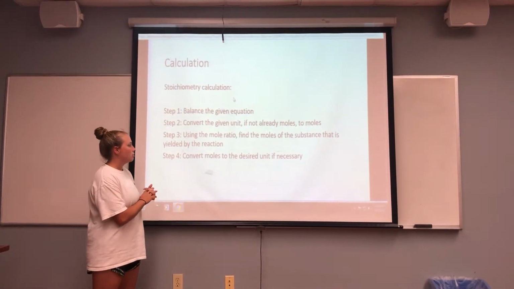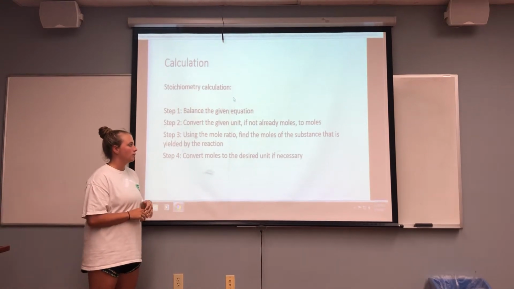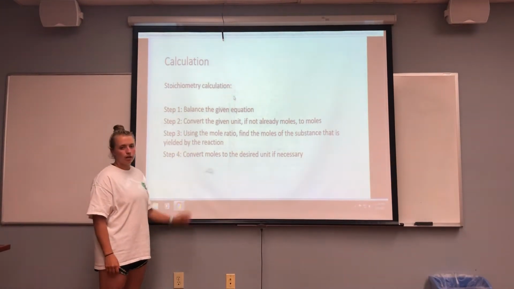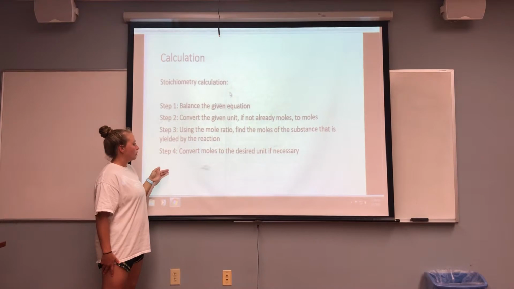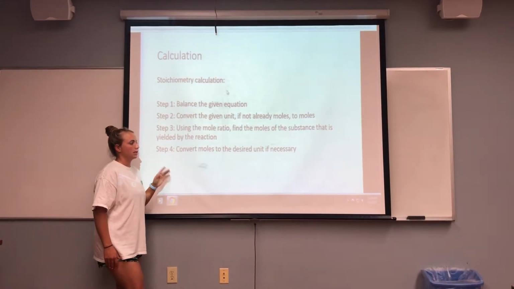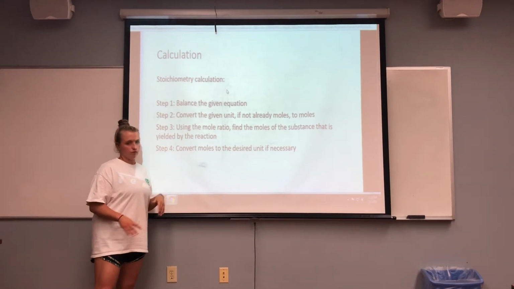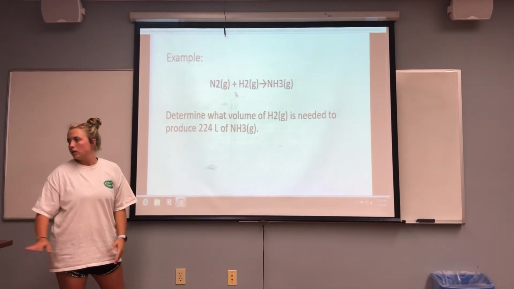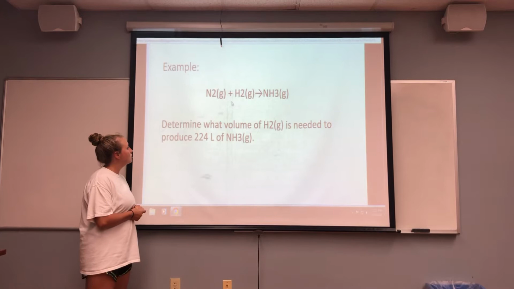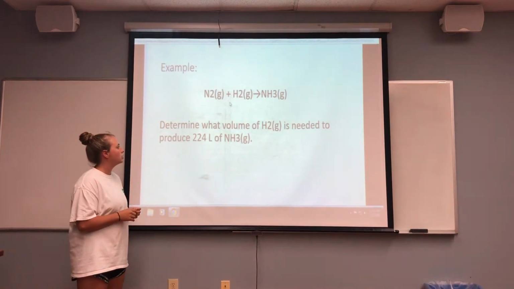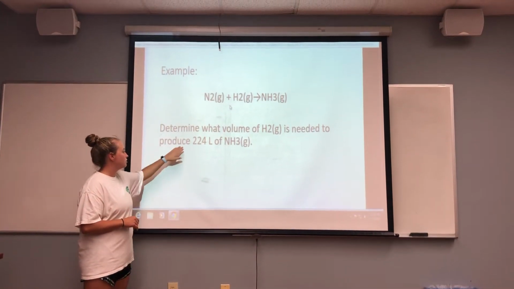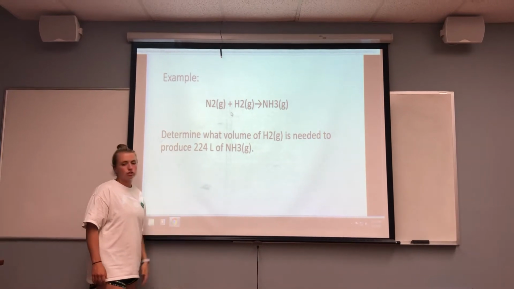Step 3 is using the mole ratio. You'll find the moles of the substance that is yielded by the reaction. And step 4, you'll convert moles to the desired unit if necessary. It may be moles, but if it's not moles, you have to convert it. Okay, so we'll work with this example. We're going to determine what volume of H2 is needed to produce 224 liters of NH3.